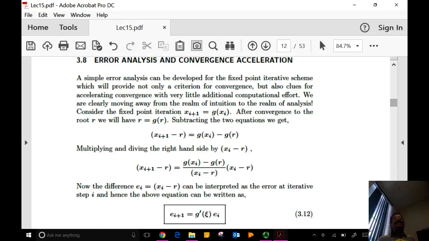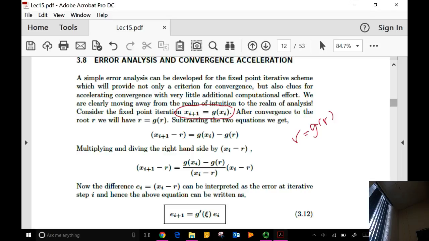We can do an error analysis of what the error propagation rate is for any fixed point iteration. Okay, so what do we know? This is the given sequence, x_{i+1} = g(x_i). And as we saw, if r is the root, when I put g(r), I'm going to get the same value r. At convergence, when f(r) is equal to 0, g(r) will be equal to r. And so I can subtract r from both sides.